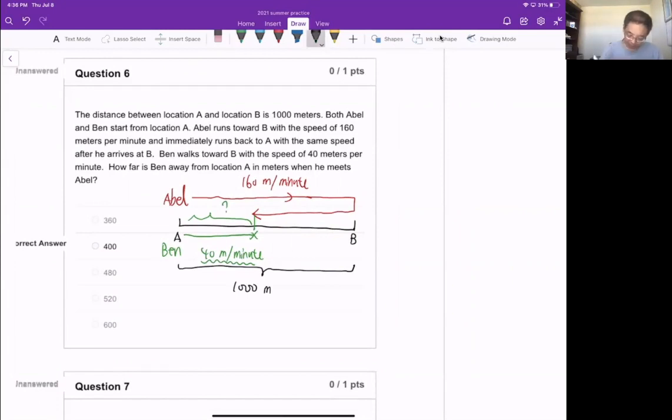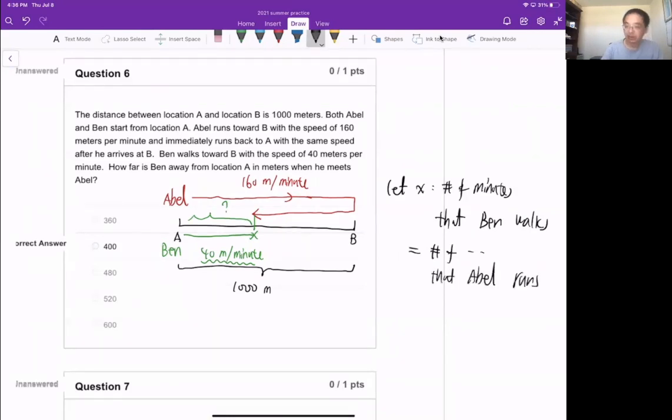Okay, well, let's use a little algebra. I let x be the number of minutes that Ben walks, which is the same as the number of minutes that Abel runs, right? Because they start at the same time. And then we know distance equals time multiplied by speed. So Ben's part will just be 40 times x.